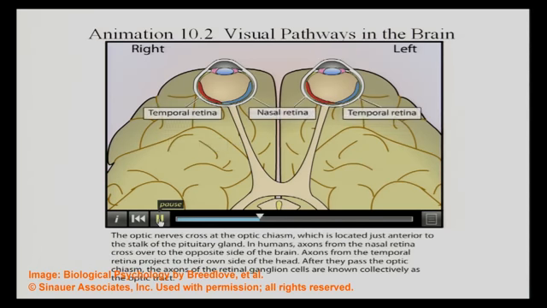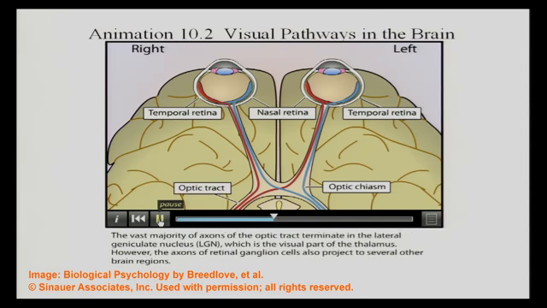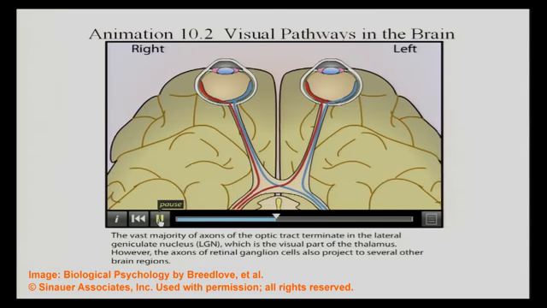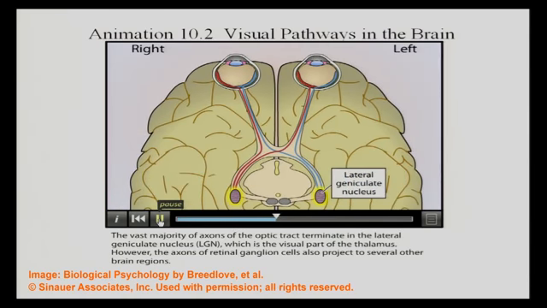The optic nerves cross at the optic chiasm, which is located just anterior to the stalk of the pituitary gland. In humans, axons from the nasal retina cross over to the opposite side of the brain. After they pass the optic chiasm, the axons of the retinal ganglion cells are collectively known as the optic tract. The vast majority of axons of the optic tract terminate in the lateral geniculate nucleus, or LGN, which is the visual part of the thalamus.